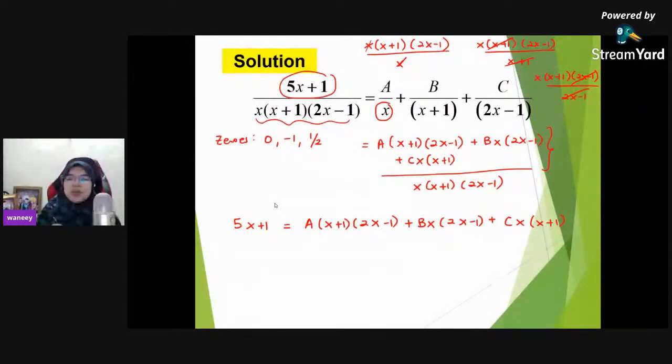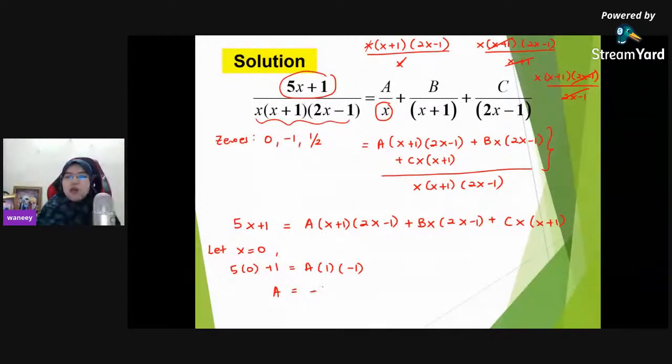But normally, if you substitute with the zeros, biasanya antara A, B, C tu, dia yang lain tu dia akan jadi kosong. So kita akan dapat terus constant dia nilai berapa. So for example, if let's say you let x equal to 0, you substitute over here. So 5 times 0 plus with 1 equal to A, and then 0 plus 1, 1, 2 times 0, 0, 0 minus 1, negative 1. But over here, B will be times with 0, so dia akan jadi kosong. C will be times with 0, so it will become 0. Therefore, we can easily calculate what is the value of A. So A is actually equal to negative 1.